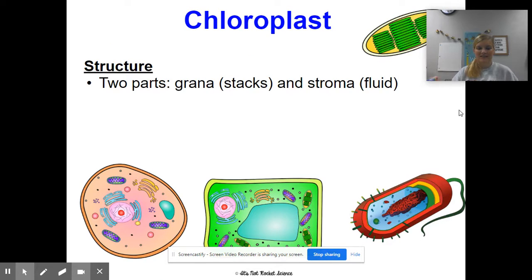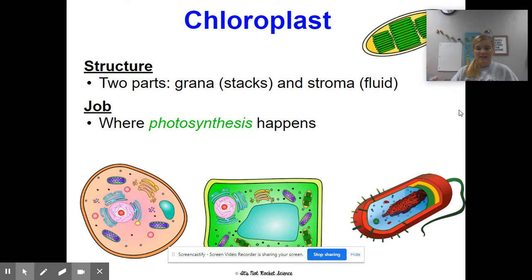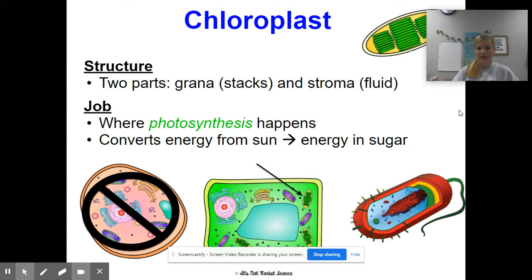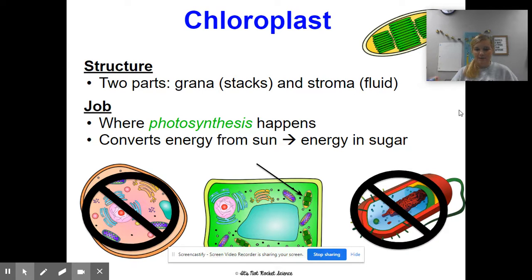Chloroplast. It's got two parts. I like to call them pancakes and syrup. So your grana are the stacks of green in the middle right there. And then your stroma is the syrup or the fluid that is around it. And this is where photosynthesis happens, which is essentially the plant version of cellular respiration. So it takes energy from the sun and turns it into energy in the form of sugar. So it only happens in our plant cells. If we could get energy from the sun, that would be super cool.